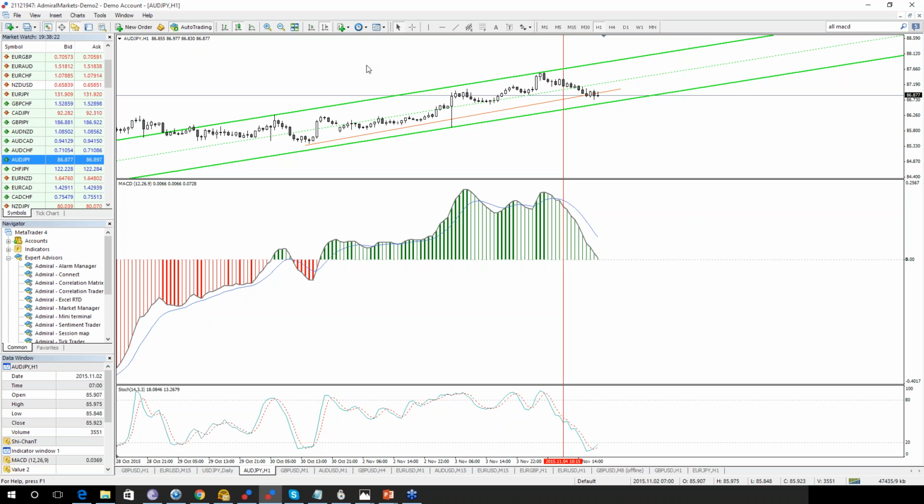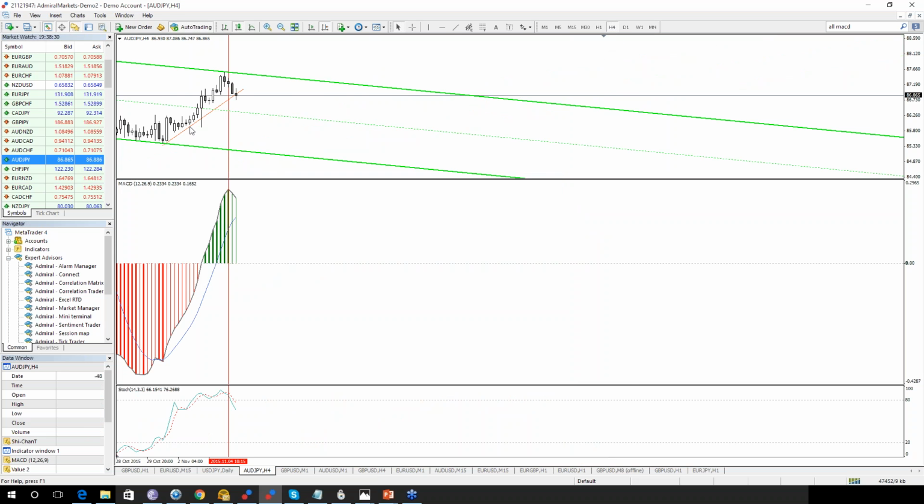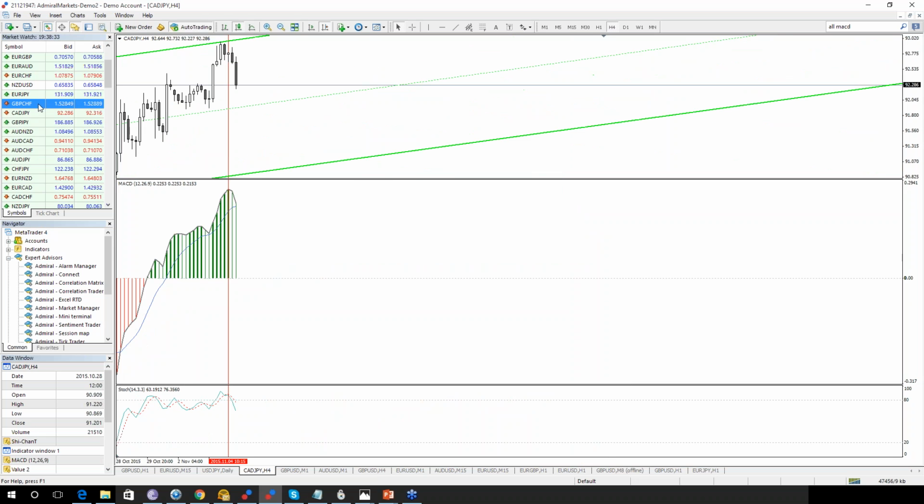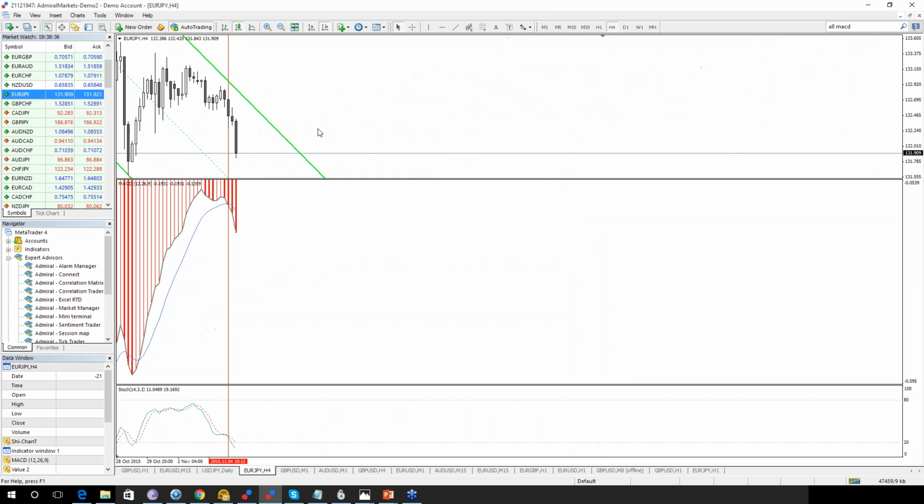Can you make an entry on the 15-minute chart? Well, you can make an entry on 15 minute, but you need to have the rules. The rules for 15 minutes are, okay, let me see, 15 minute.